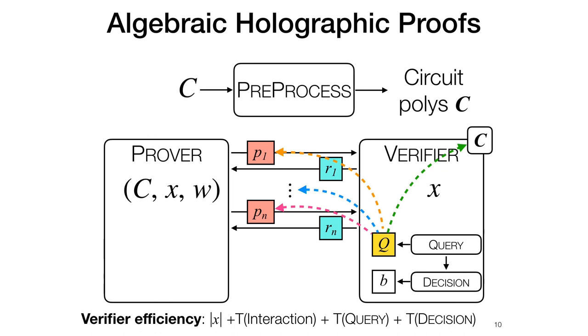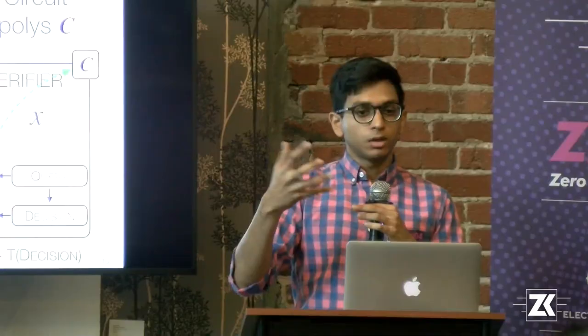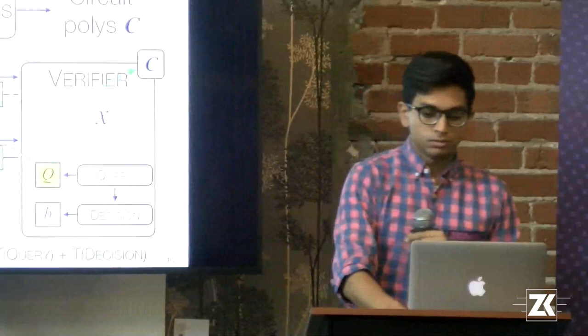Okay, so just to recap, an algebraic holographic proof is an interactive proof where the prover messages are polynomials and the verifier gets to look at the circuit only in some encoded form as an oracle. That's the key takeaway from this. And the encoding allows you to get succinct verification. All right.